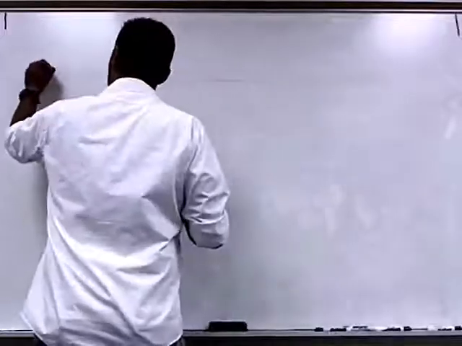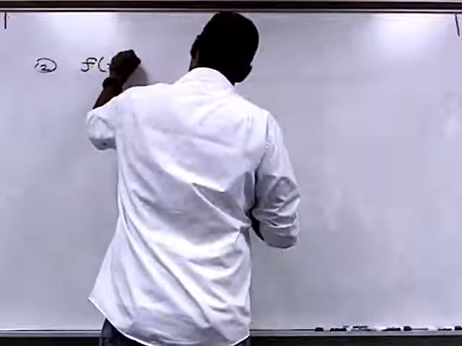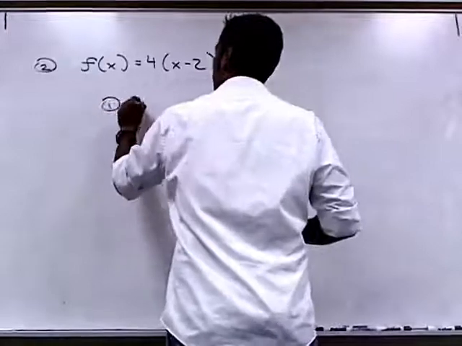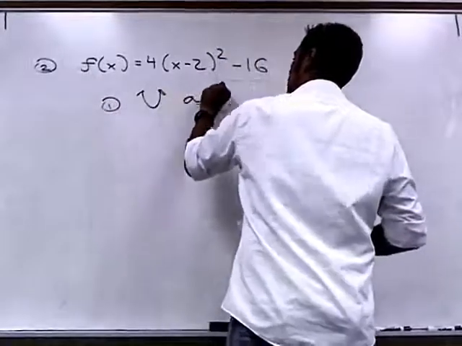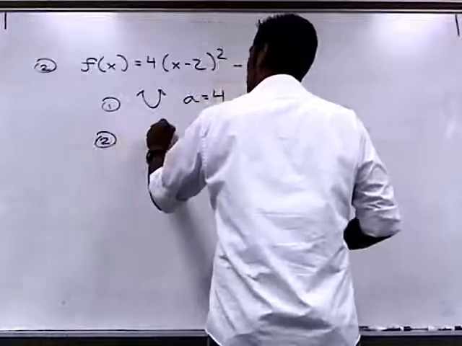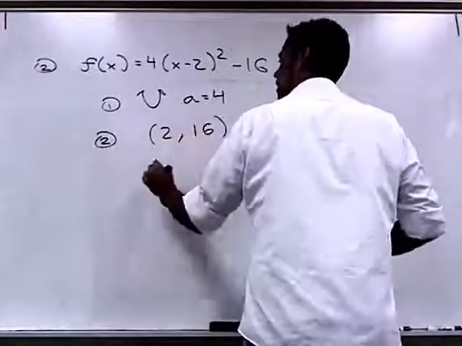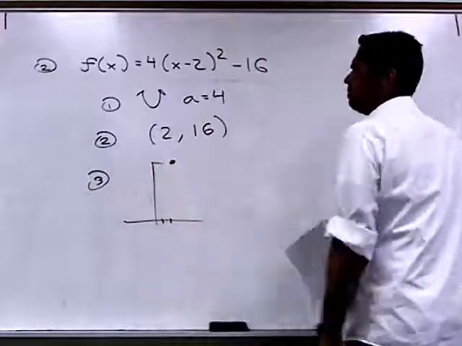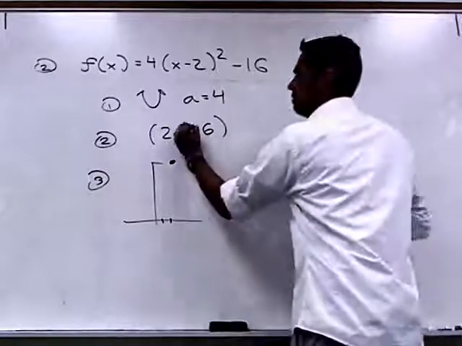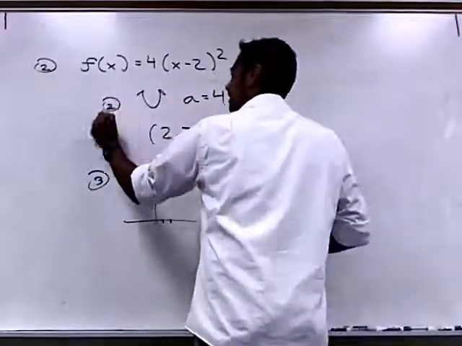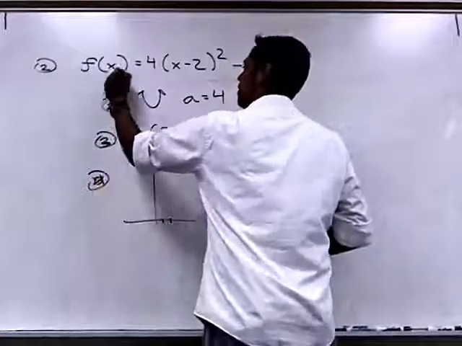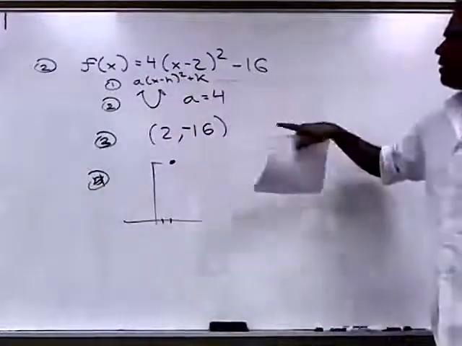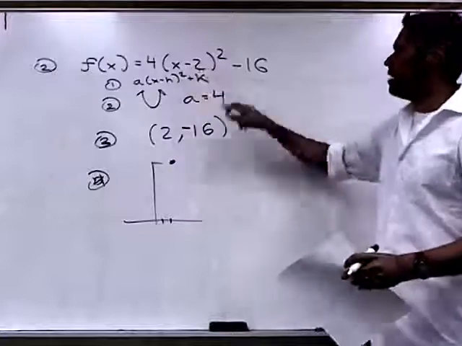Okay. Number 2. It's f of x equals 4 times x minus 2 squared minus 16. First step, it opens up because a is 4. Second step, the vertex is 2, 16. The third step is a quick sketch. Wait a minute. 2, negative 16. Oh, form. Is this the form a times x minus h squared plus k? Okay. It opens up. Vertex is 2, the opposite of what I see, and then negative 16.